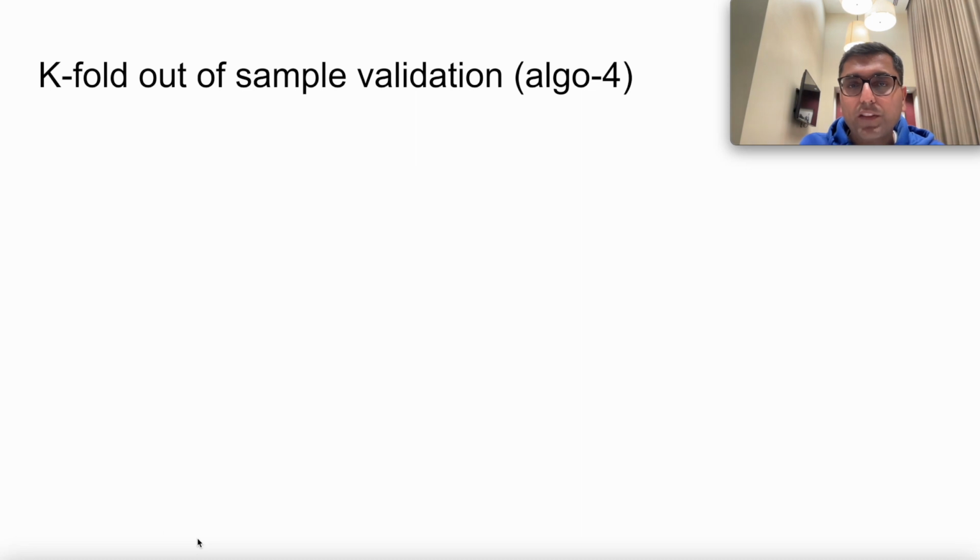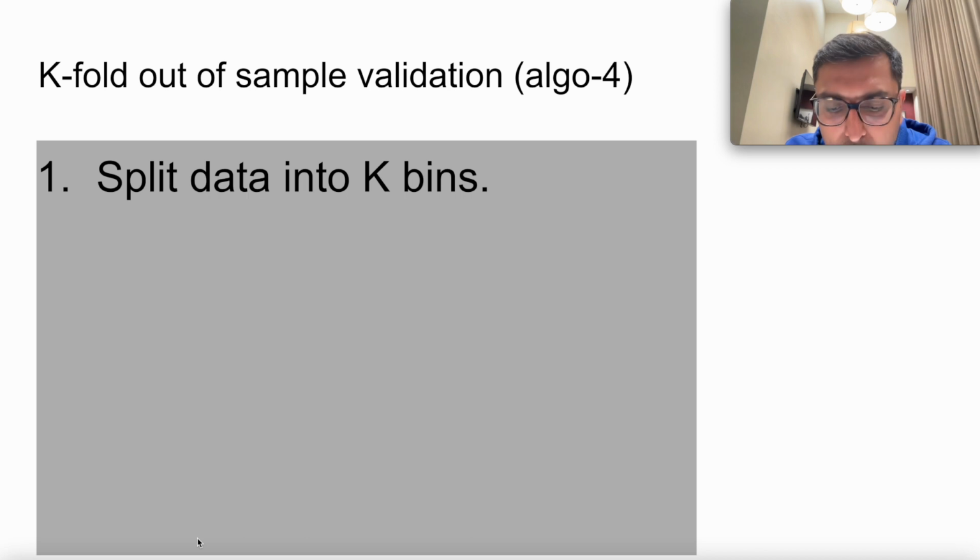So now let's look into a specific algorithm called k-fold out of sample validation. The algorithm has 3 steps. The first step is you take your data set and you split that data into k equal bins. It could be 10-fold out of sample validation, then there are 10 bins. Let's say you have 100 data points. Then each of these 10 bins has 10 data points, right? So you split data randomly but evenly into each of these k bins.